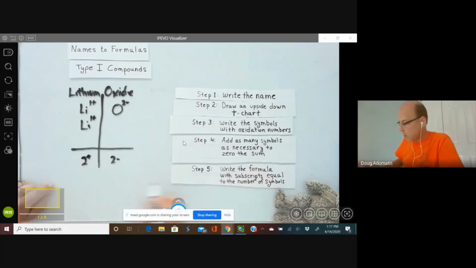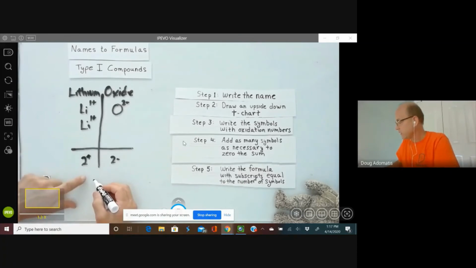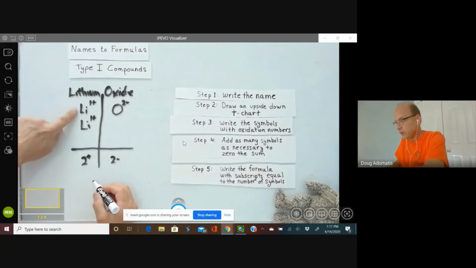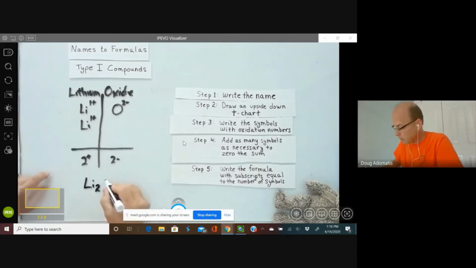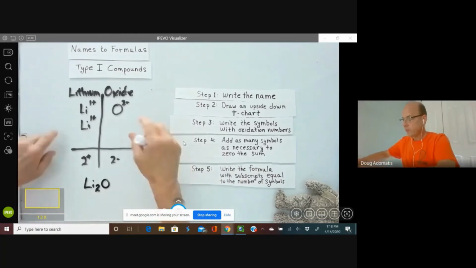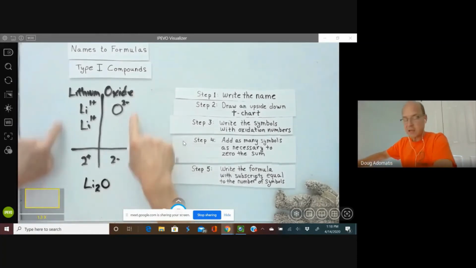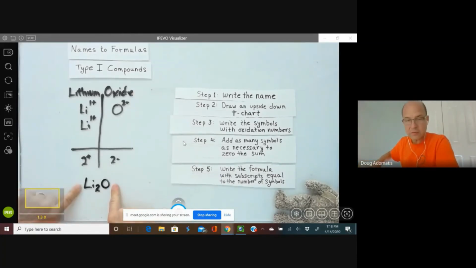Step 5, all we've got to do now is write the formulas based on how many symbols we have. So we have 2 lithium symbols here, Li2, and we have 1 oxygen symbol here, O. So the formula for lithium oxide is Li2O. Okay? I think we're getting the hang of it.